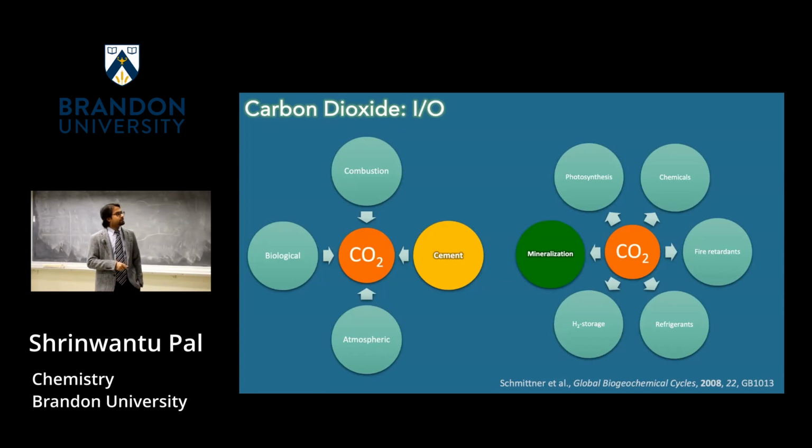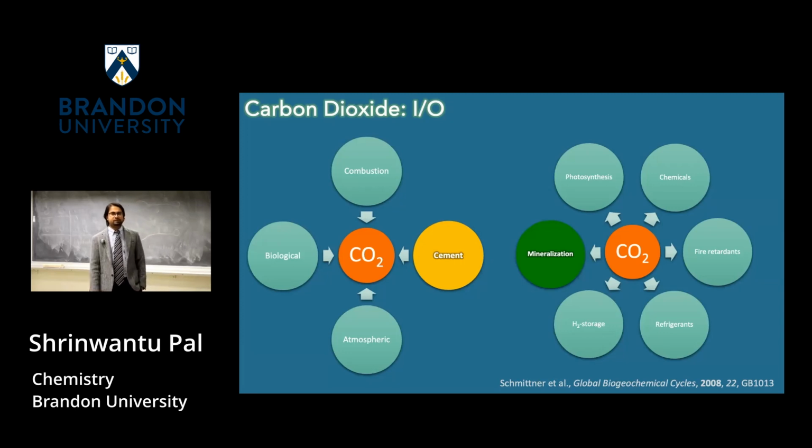As I show here, we'll come to the mineralization in a second, but CO2 is used by plants in photosynthesis to make food, carbohydrates, essentially. CO2 is used in the chemical industry to form a variety of compounds, most notably polymers. CO2 is used in fire retardants. I don't know if we have a red tank here, but if you walk around the chemistry department, you will see some fire extinguishers that are CO2 based.